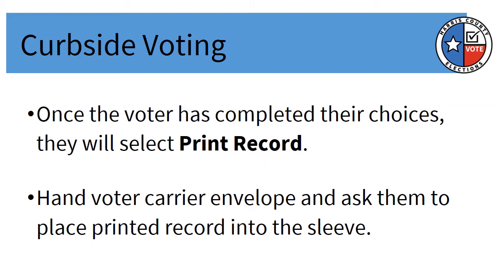Once the voter has completed their ballot, they will select Print Record, asked to confirm, and the vote record will print. Ask the voter to confirm their choices with the printed vote record. Hand the voter the carrier envelope and ask them to place their printed ballot into the sleeve. Explain that the printed ballot must be deposited into the scan inside the vote center and that you will use the carrier envelope to take the printed ballot inside and submit it. Direct the voter to wait until you confirm that the ballot has been deposited. You will return with an I voted sticker for the voter.